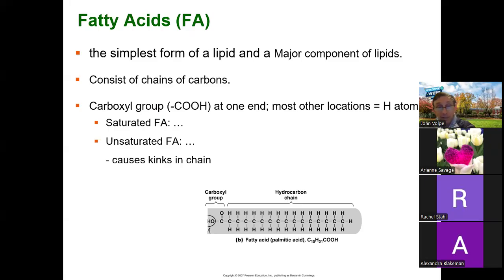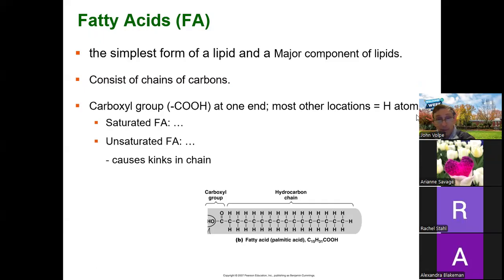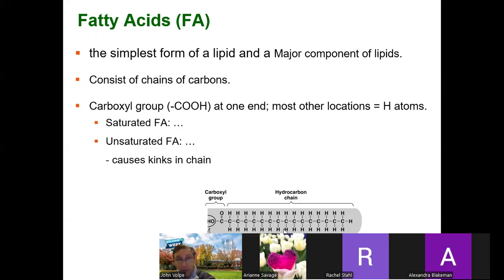Fatty acids are mostly a long chain or semi-long chain of carbon and hydrogen units, meaning this part of the molecule here is only a hydrocarbon, only carbon and hydrogen. They do have a COOH group on one end of the molecule. Other locations are just hydrogen bound to a carbon.